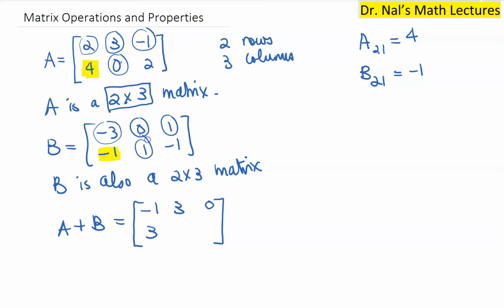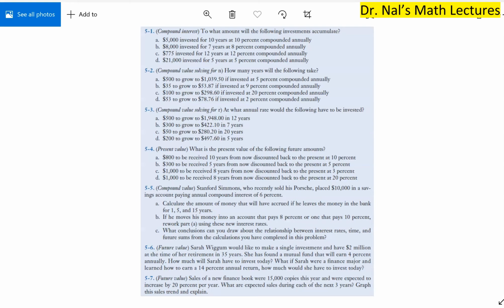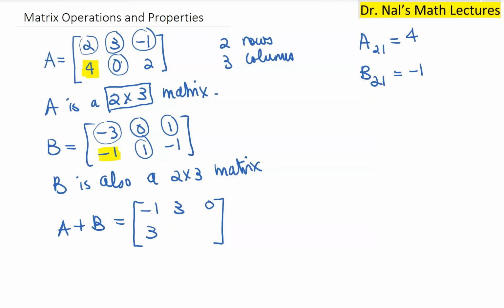0 plus 1 is a... Oops, sorry for that. Oh, I messed up again. All right, so how did I do that? Okay, there we go. 0 plus 1 is a 1. And 2 plus -1 is just a 1 as well. That's it. That's the sum of these 2 matrices.